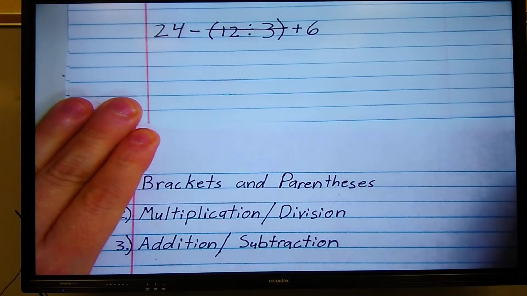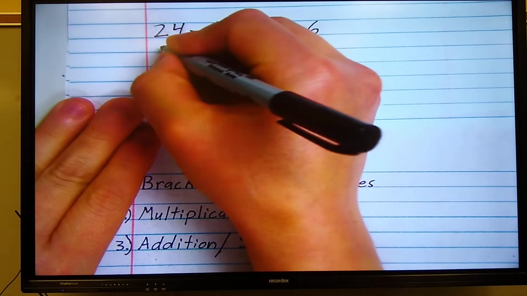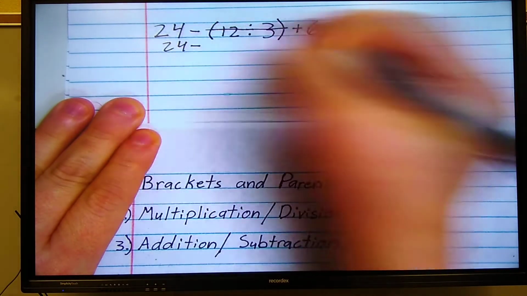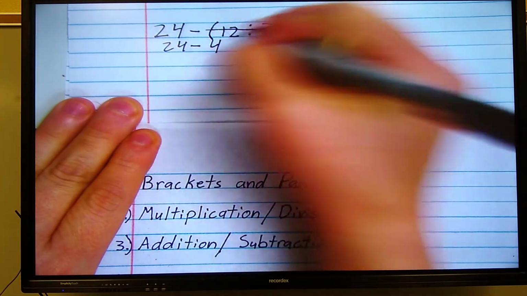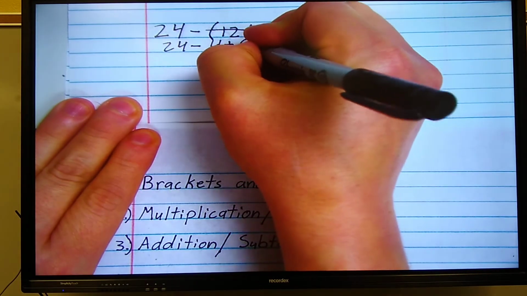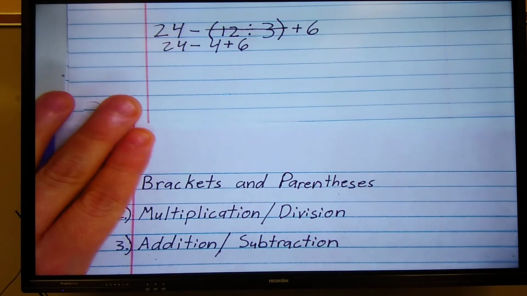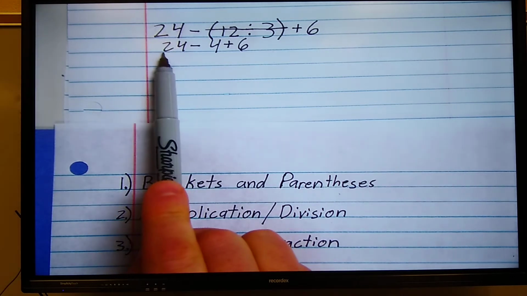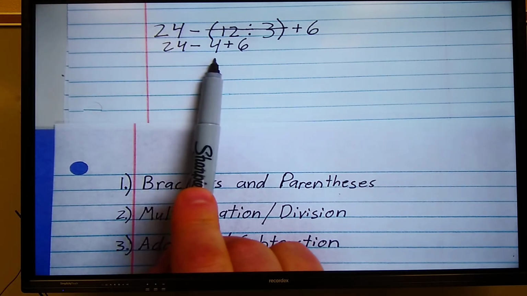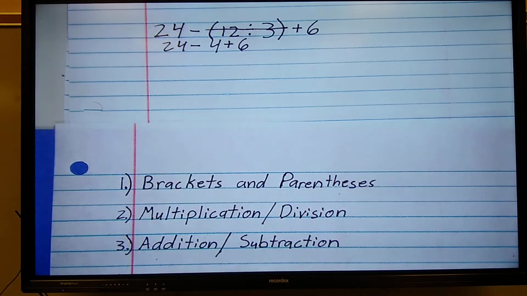12 divided by 3 is 4. So now I have 24 minus, I'm done with all my parentheses because I did everything inside it, minus 4 plus 6. I do not have any more parentheses, so I move on to step number 2. Multiplication and division from left to right. So I start on my left side of the problem, I work my way over. There is no multiplication, there is no division. Now I go to step number 3, addition and subtraction. I have plenty of that.